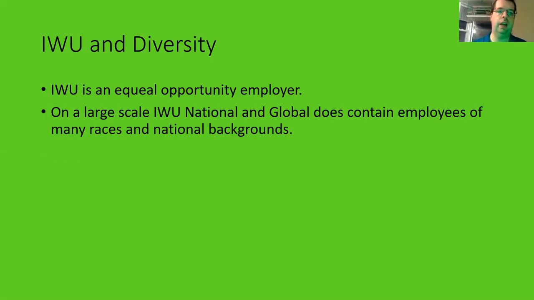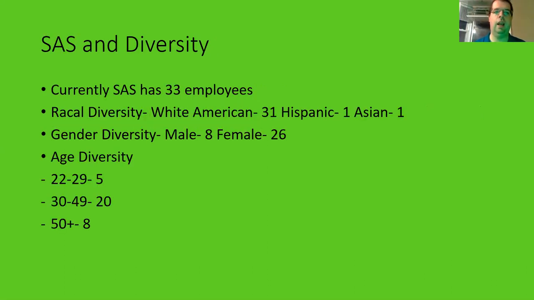IWU and diversity. IWU is an equal opportunity employer, and on a large scale, IWU National and Global contains employees of many races and national backgrounds. But when we come down to the SAS office, diversity is not quite as prevalent. Currently, Student Account Services has 33 employees.